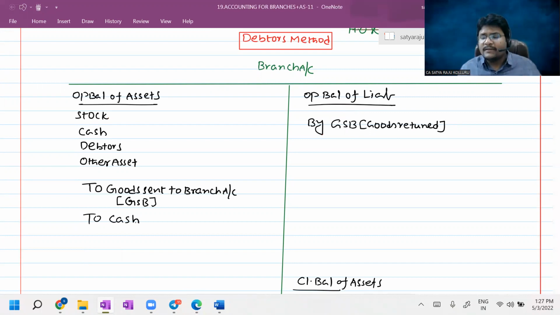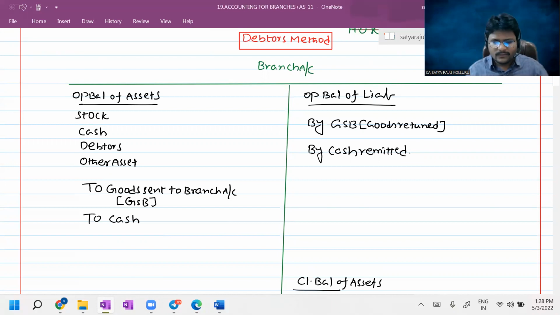Then the remaining cash balance, cash collected from debtors or cash sales, after incurring the expenses, the remaining cash balance is ultimately sent by the branch to whom? Head office. Because the branch is completely a dependent branch, whatever activity is done by the branch is within the control of the head office only. So whatever cash is procured by the branch during their business activities is ultimately sent to head office, which is cash remitted. You can write by cash remitted. If cash sent, then if cash remitted, by cash remitted. Is it okay, guys? Next.